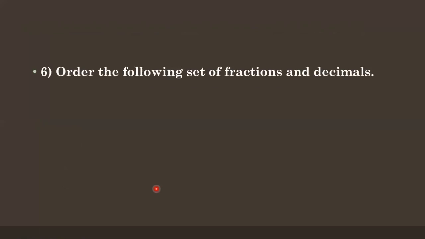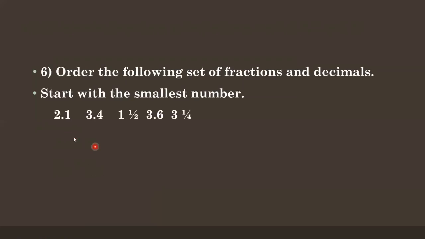Next comes the sixth question. Order the following set of fractions and decimals. Start with the smallest number. Okay, the numbers are 2.1, 3.4, 1 and 1 by 2, 3.6, 3 and 1 by 4. Now you know what is 1 and 1 by 2 and where this 1 and 1 by 2 comes in a number line. So it's very easy to arrange the numbers. Just we are arranging the numbers in ascending order, starting from the smallest.